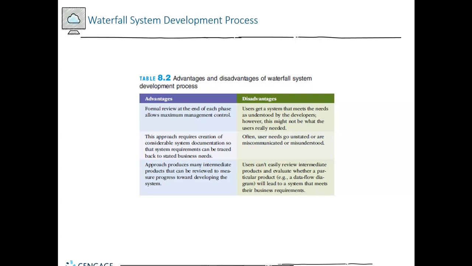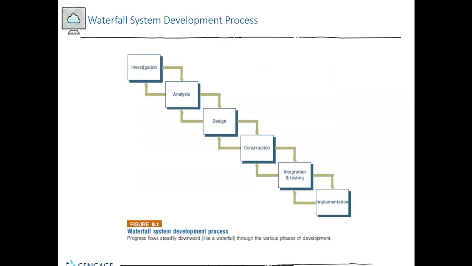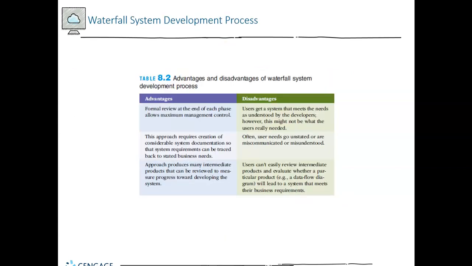Approach produces many intermediate products that can be reviewed or measured. So these are the deliverables I was talking about. So you investigate, there's a document. You do analysis, there's a document, and then the planning stage, whatever they call it here. What do they call it? They call it design. At that stage, a plan comes out. There's a deliverable. So you're going to review those before you go on to the next step. Are we done with this stage before we go to the next? Are we sure? That's kind of considered a pro here.